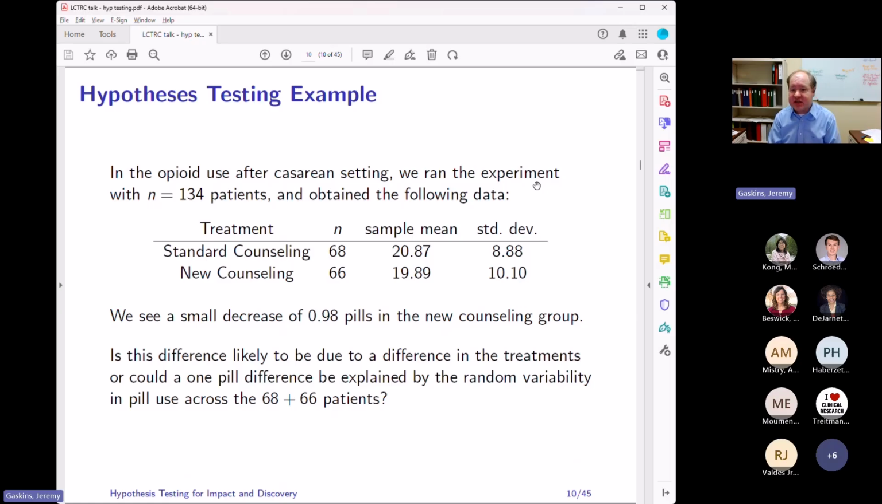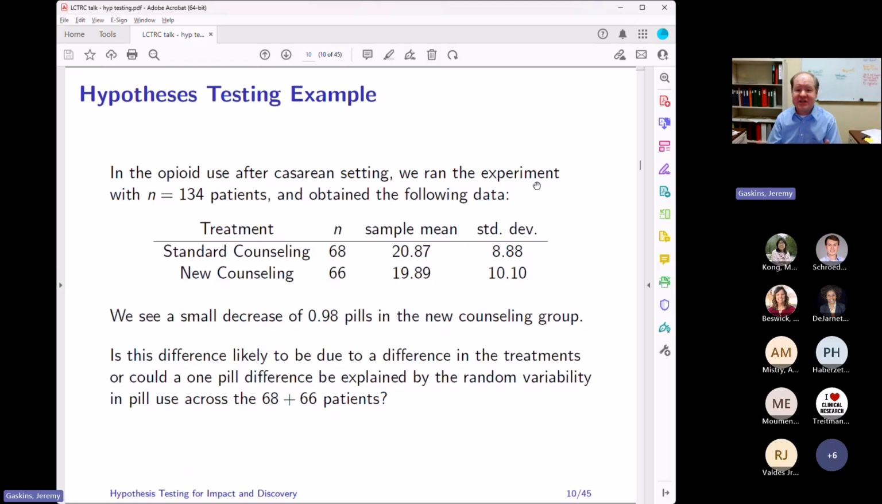Under the standard counseling, we had 68 patients. They took an average of 20.87, roughly 21 pills per person, and the standard deviation from individual to individual was 8.9. Under our new counseling, we ended up with 66 patients with data, with an average of 19.89 pills and a standard deviation of 10.